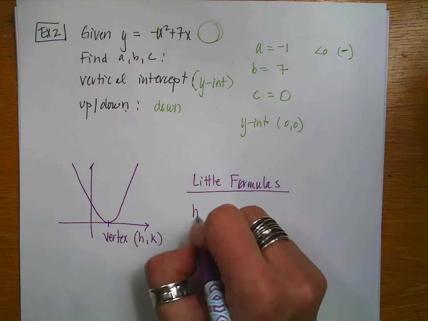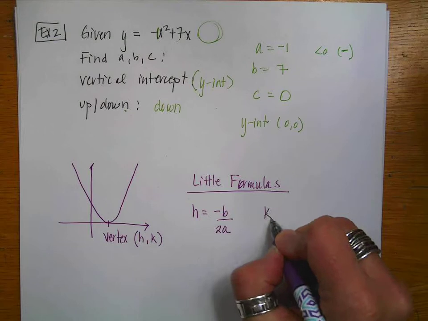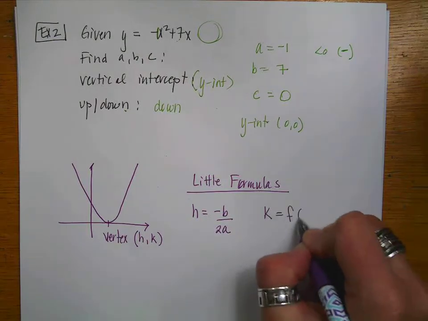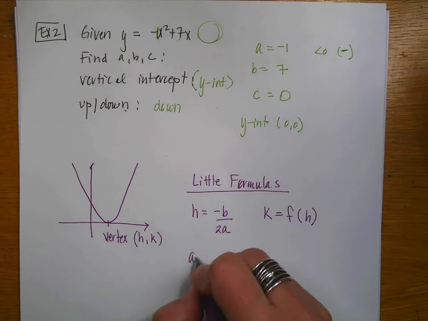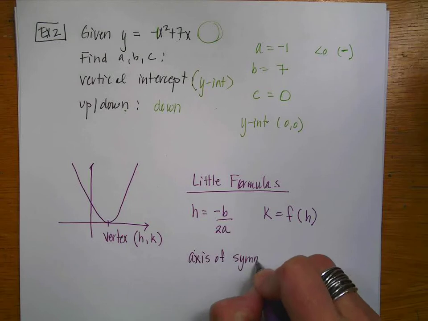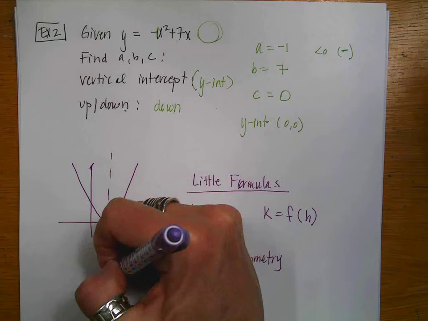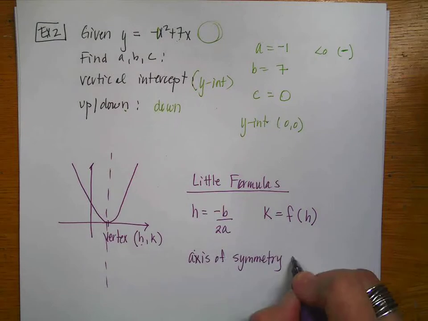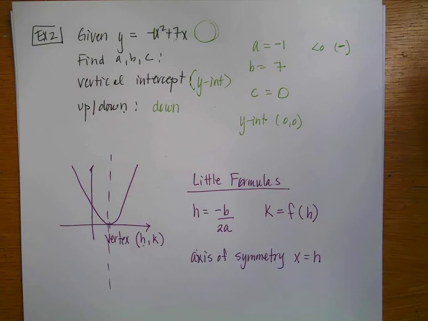I call them the little formulas, and I know that h is going to equal negative b over 2a, and k is going to equal the function evaluated at h. These are going to help us find our vertex (h, k). And remember we also know that the axis of symmetry is going to go through that x-coordinate of the vertex, so it's going to be x equals h.